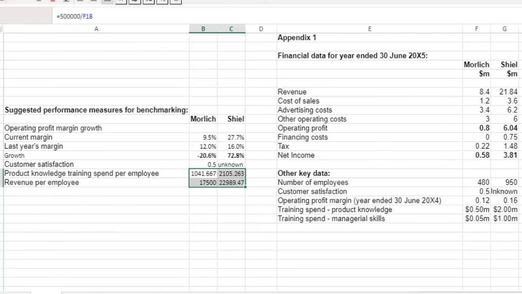Let's make it more presentable. We can peel the zeros off of that. We don't need the decimal place there. That precision is not going to help us evaluate performance. And we see Morlich is less efficient than Shield pretty much on all of the metrics. Dropping margin, less spend on product knowledge, and less effective selling. So perhaps there's correlation between the poor financial performance and the investment in training. But I'm getting ahead of myself.